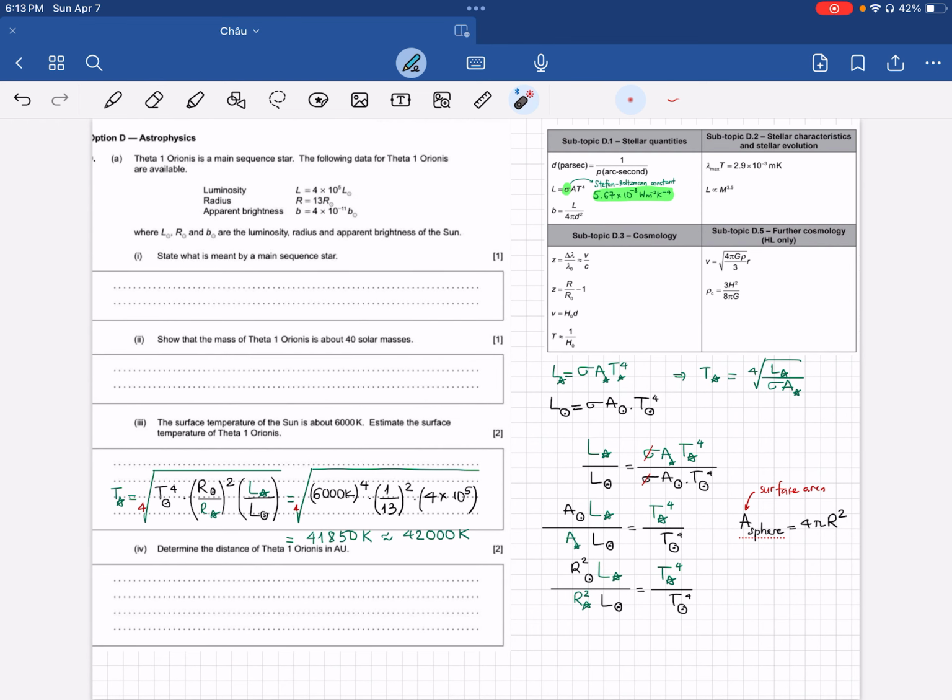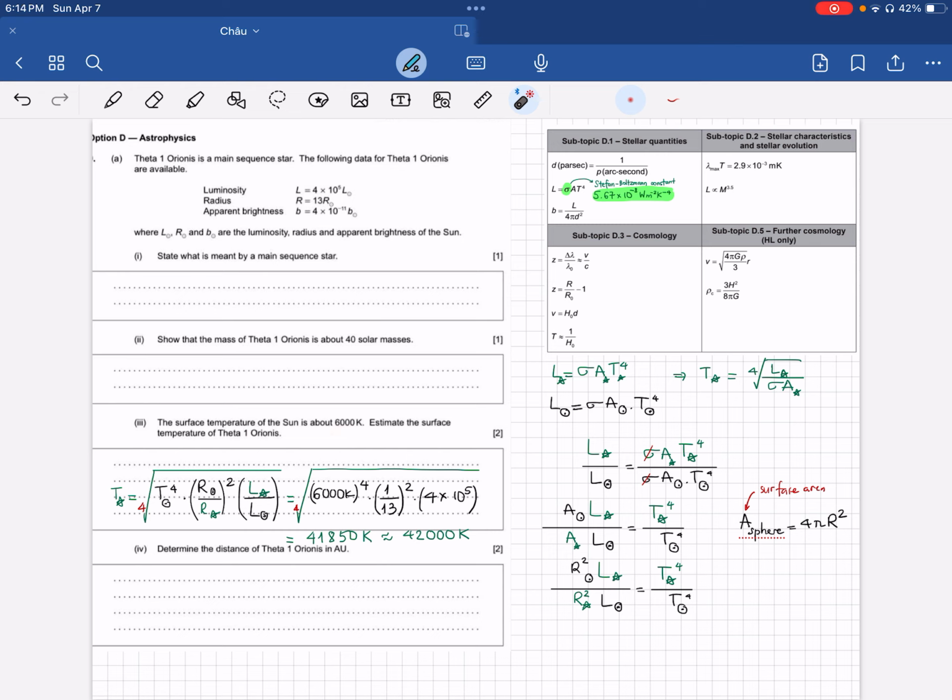From the problem statement, the radius of the star is 13 times that of the sun. That's why the ratio of the radius of the sun over the star should be just 1/13, and then we square it here. For the luminosity, the star is much larger than the sun, so that should be 4 times 10 to the fifth. Using the calculator, you can find this temperature. We just need two significant figures, so that should be around 42,000 Kelvin. So that's the answer for this question.